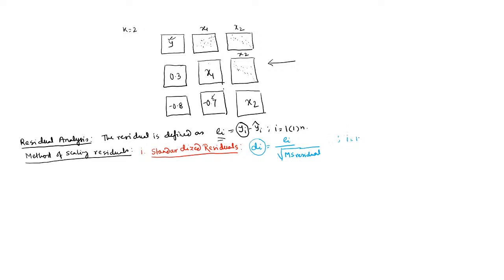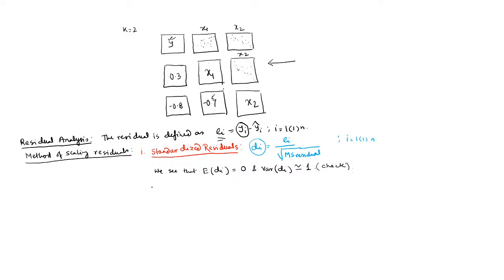And we see that the expectation of di is equal to 0, and the variance of di is approximately 1. You can check this using the distributions of ei and MS, SS due to residual. Okay, you can check this thing.